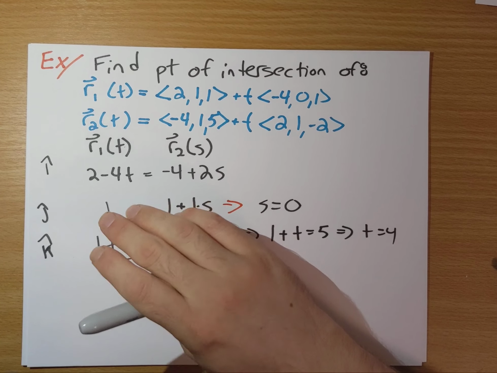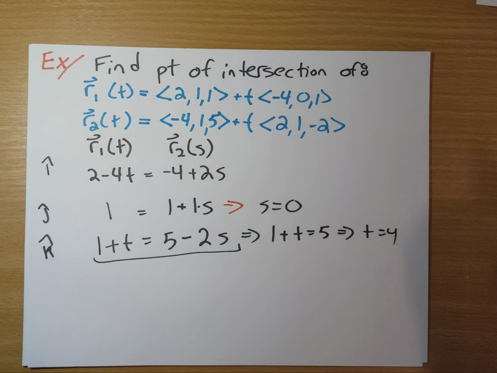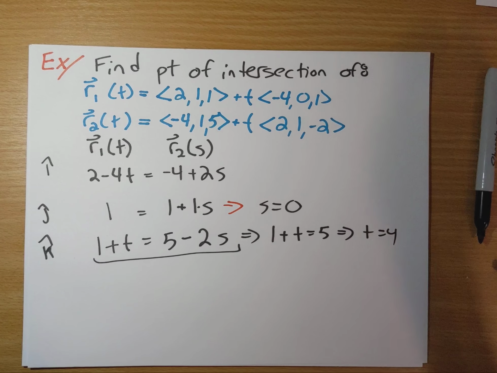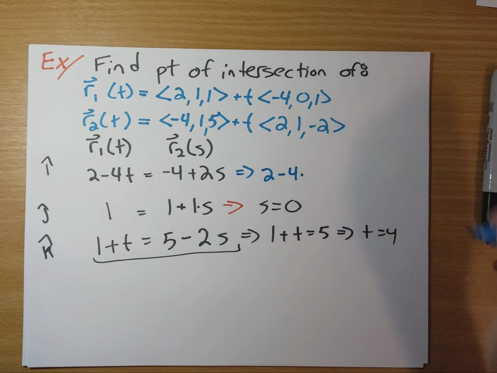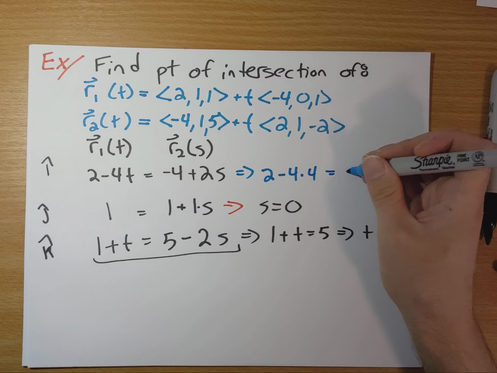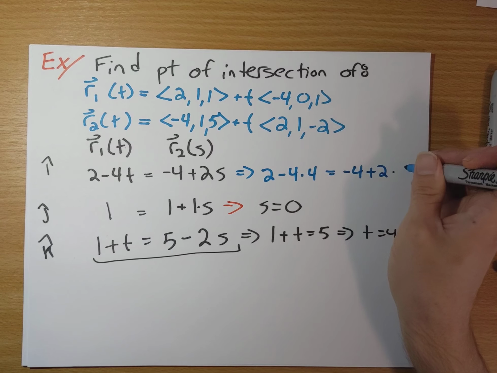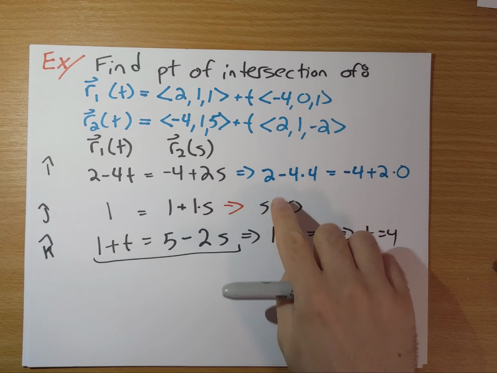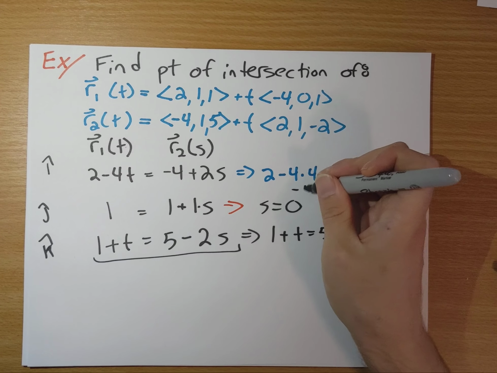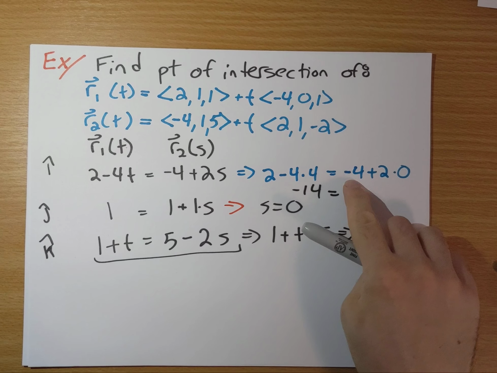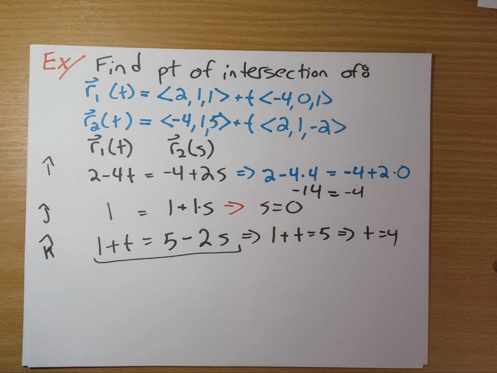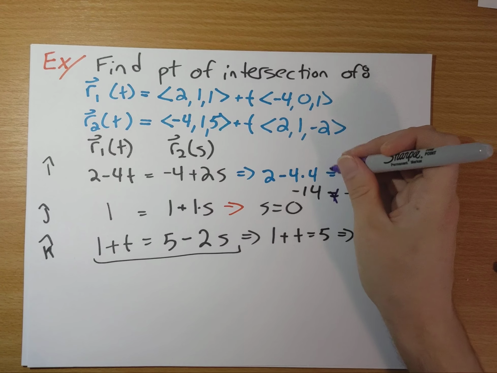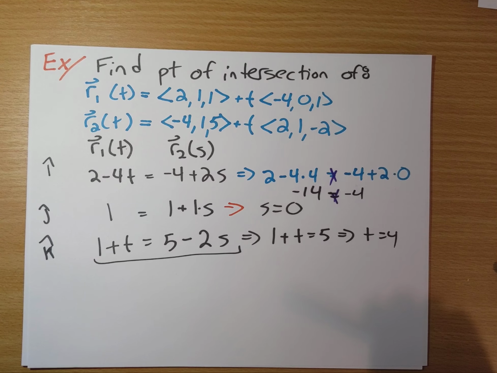Let's check that by plugging this into our I hat equation. So we're going to get here 2 minus 4 times 4 is equal to negative 4 plus 2 times 0. And this crunches out as 2 minus 16 is negative 14. And minus 4 plus 0 is negative 4. And wait a second, these aren't equal here. So what went wrong here?